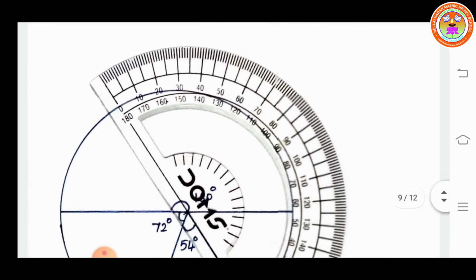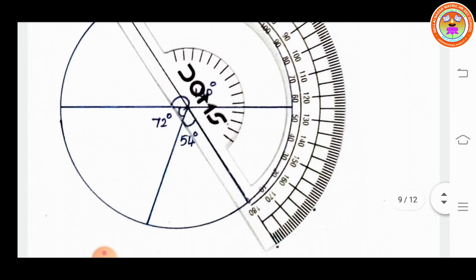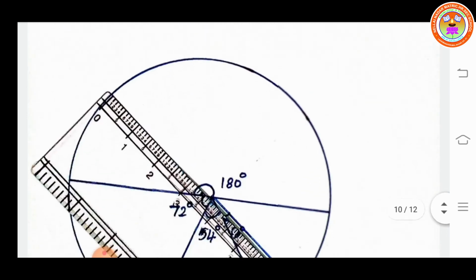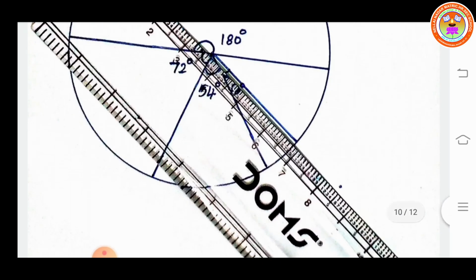Next one, place the protractor on the new radius and mark the angle 18 degree for transport. Remove the protractor and join that marked point to the center like this using the scale and pencil, and mark the angle as 18 degree.